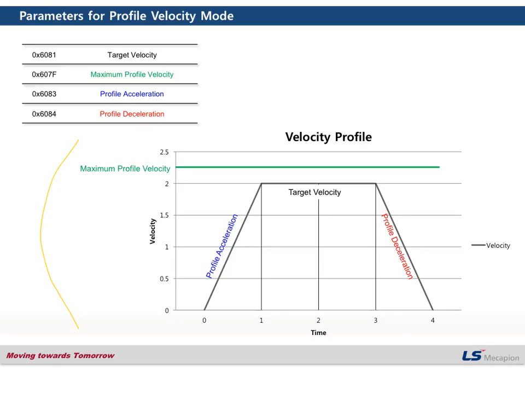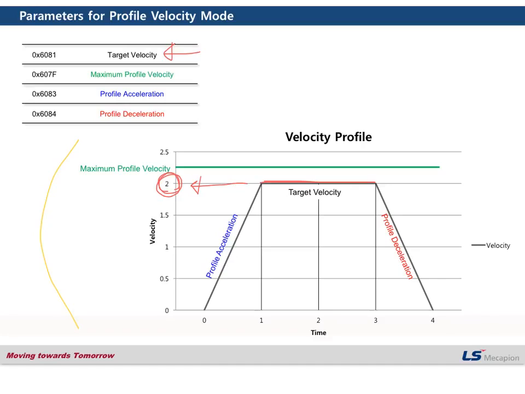The first, target velocity here, that means something like this. And in this example, number 2 is the target velocity. Regarding the unit, we are going to talk about it on the next page. So let's see just the value. In this graph, the target velocity is 2.